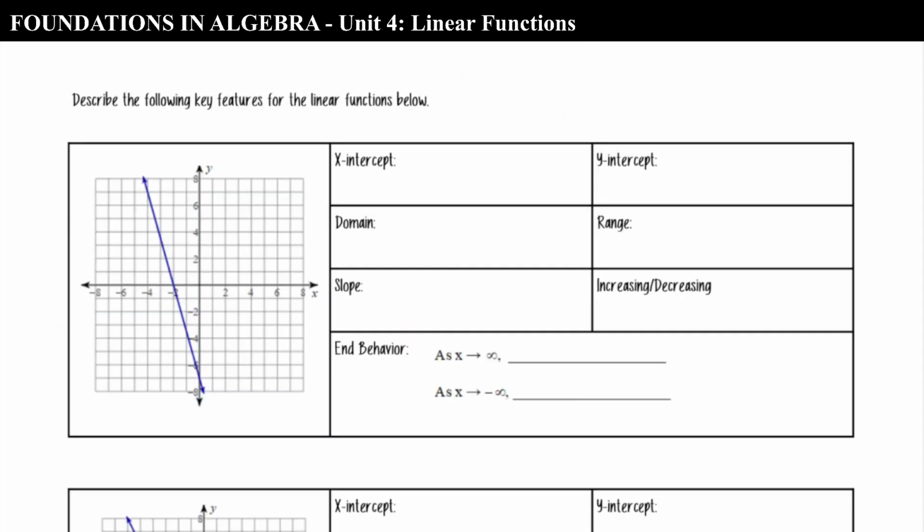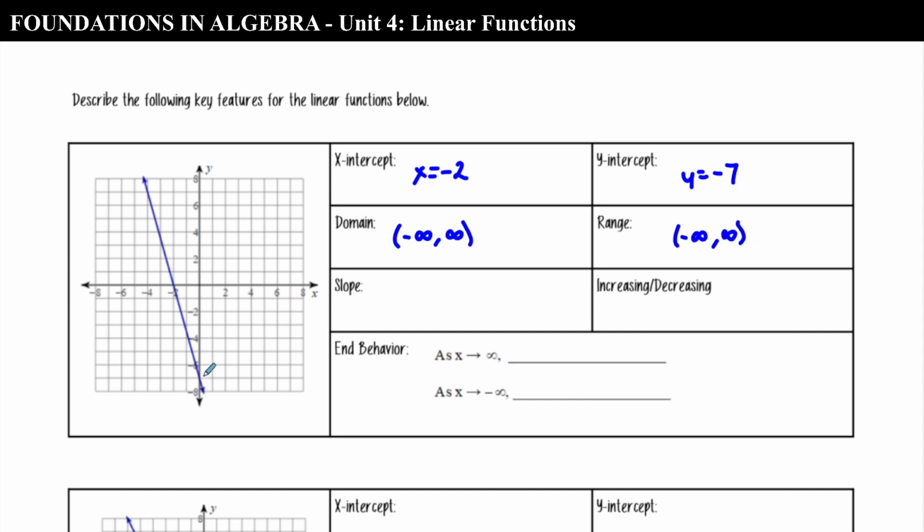Let's do a few examples. So for this first example, our x-intercept is at x equals -2. Our y-intercept is at y equals -7. Our domain is -infinity to +infinity, as is our range.